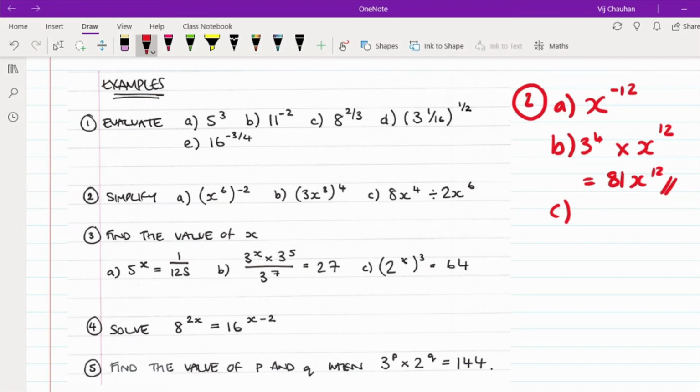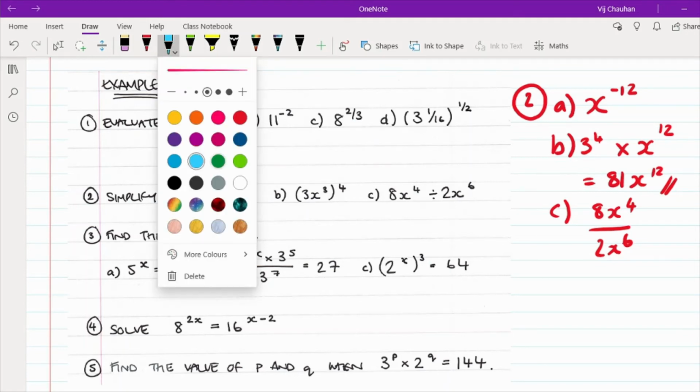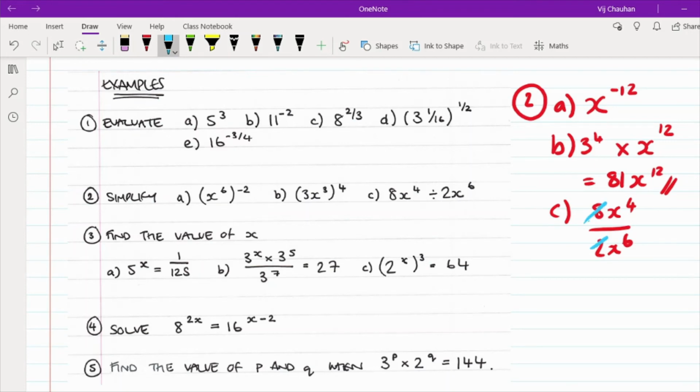For C, again, we can write this as a fraction. So if I write this as 8x to the power of 4 over 2x to the power of 6, in which, if I simplify this, I can cancel 8 and 2 turns into 4 and 1, dividing both numbers by 2, and I take away the powers, which gives me then an answer of 4 over x squared.